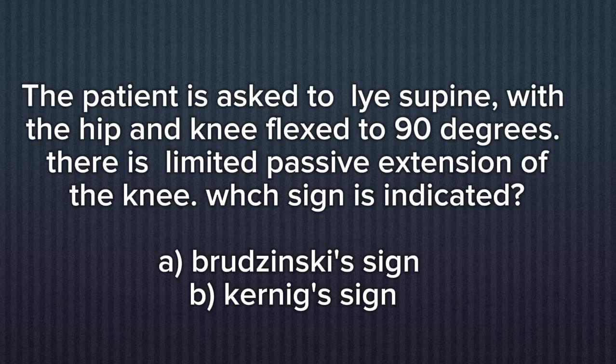The patient is asked to lie supine, with the hip and knee flexed to 90 degrees. There is limited passive extension of the knee. Which sign is indicated? A. Brudzinski's sign. B. Kernig's sign.